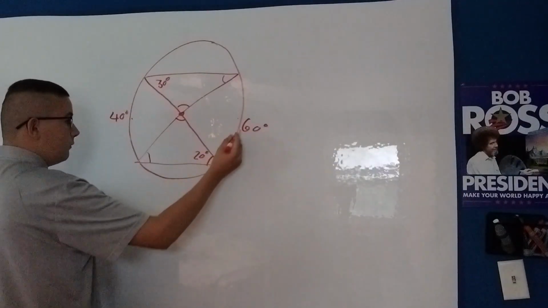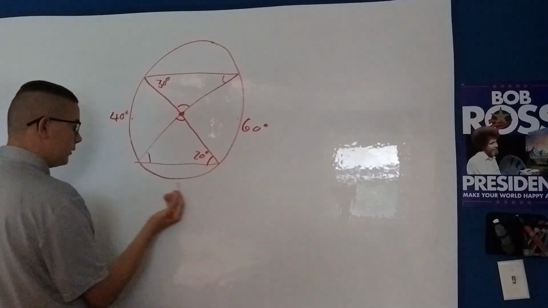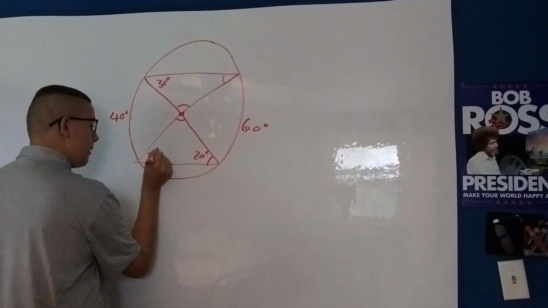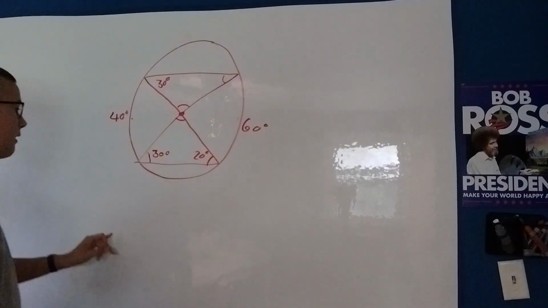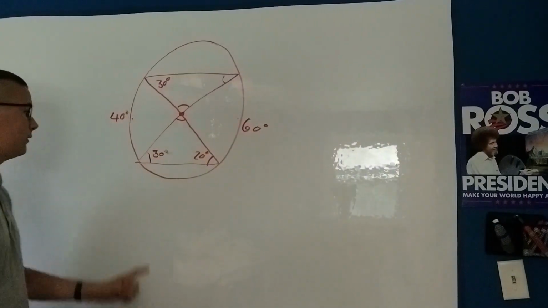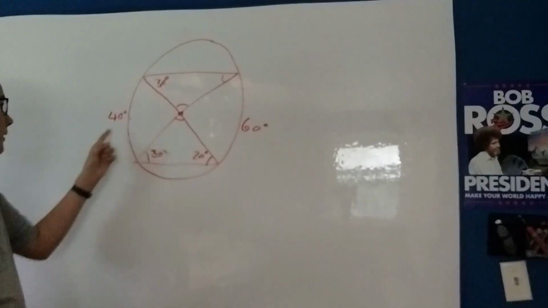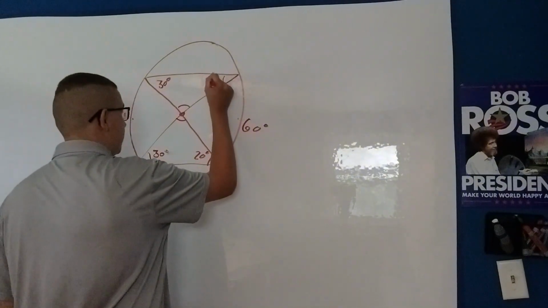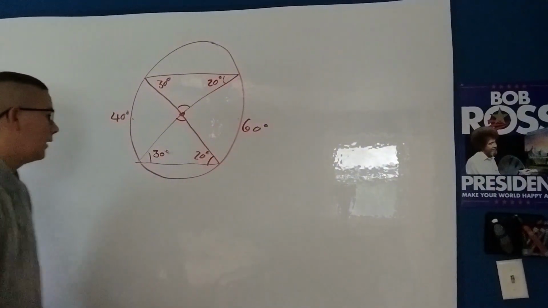Right? So if we just take half of this to get this, half of 60 is 30. Not 300, like that, 30 degrees. And then same thing here, this goes to this, and it makes it 20 degrees because you just take half like that.